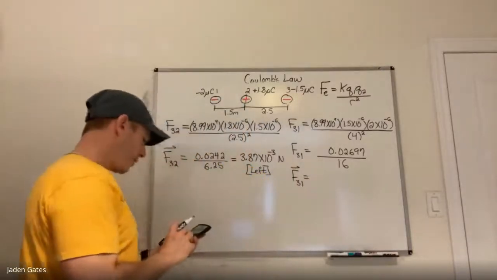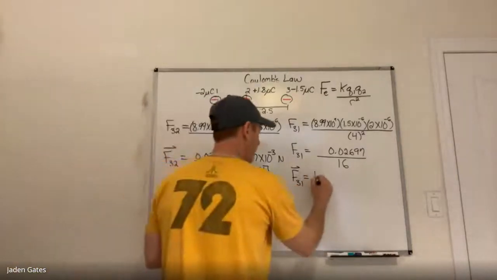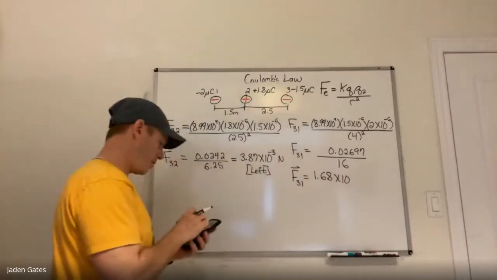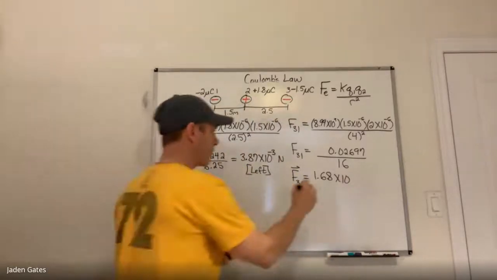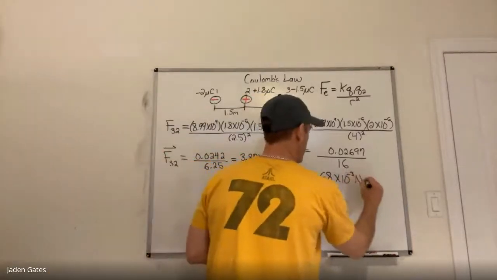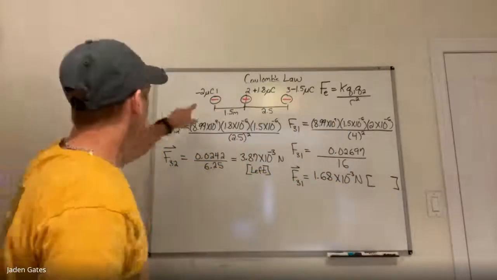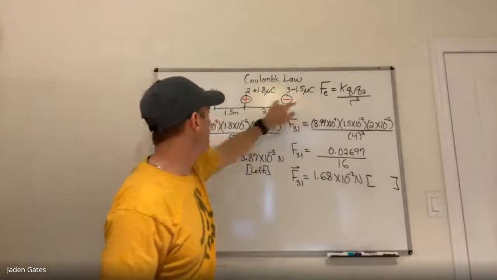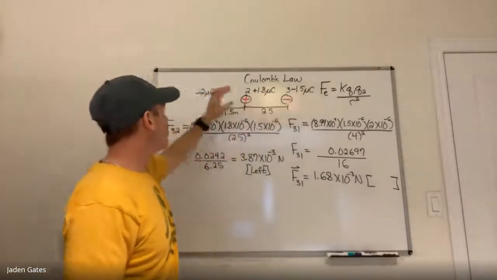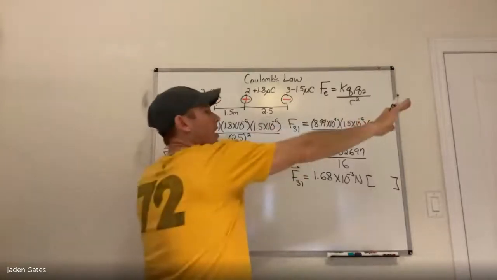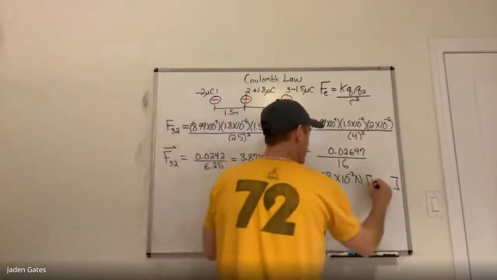And I end up with the force on 3 by 1. Again, I'm going to put in scientific notation here. I get 1.68 times 10 to the negative 3 again, Newtons. Now, what is the direction between 1 and 3? Well, they're both negative. So they're going to repel, and 1 is going to push 3 to the right.